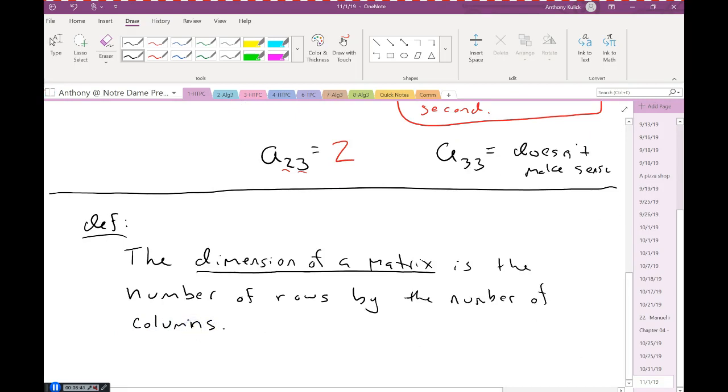So when we want to talk about the dimension of a matrix, we're just going to talk about it the same way we would describe the dimension of a room. If your room is 12 feet by 15 feet, if it's 12 feet long and 15 feet wide, we might use a similar description to describe the dimension of a room. We'll use a similar description to describe the shape of our matrix. We'll describe it as the number of rows by the number of columns.